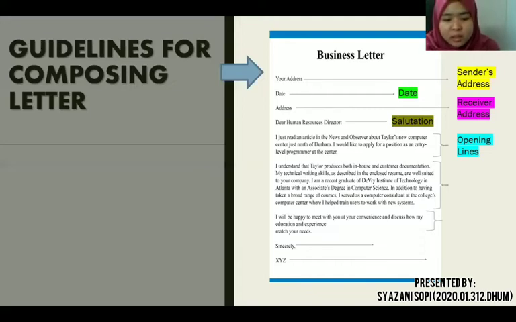Okay, next, opening lines. The opening line is the sentence on how you write the beginning of the letter. Next, the body. Block format, single space. Justify each paragraph within the body of the letter. Leave a blank line between each paragraph.